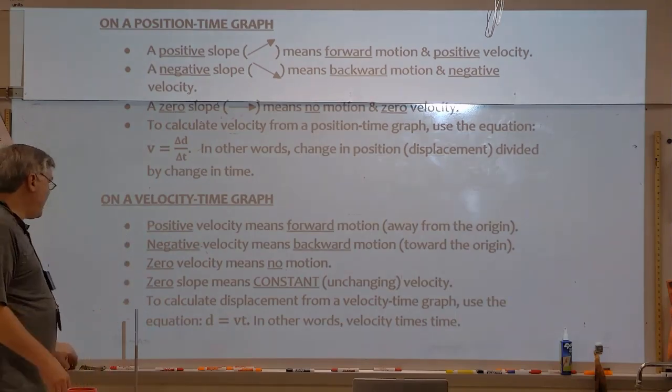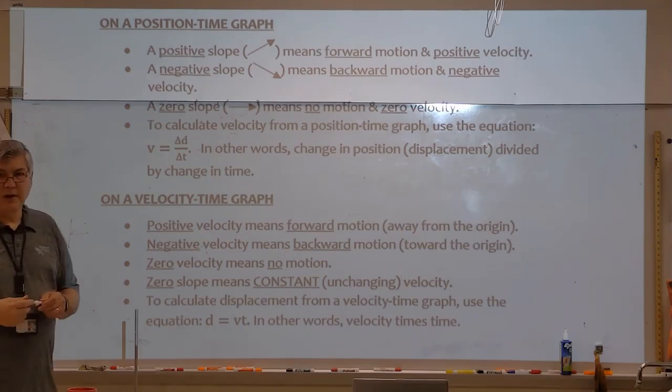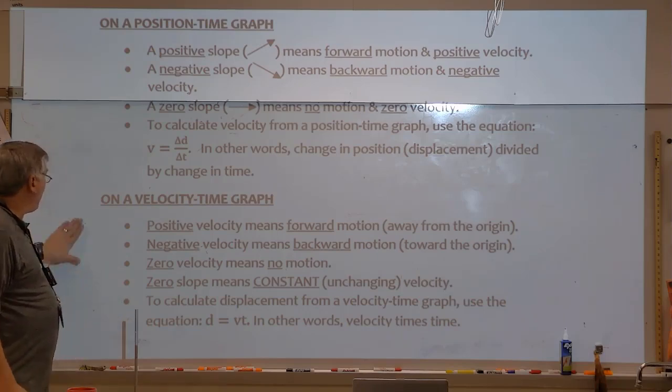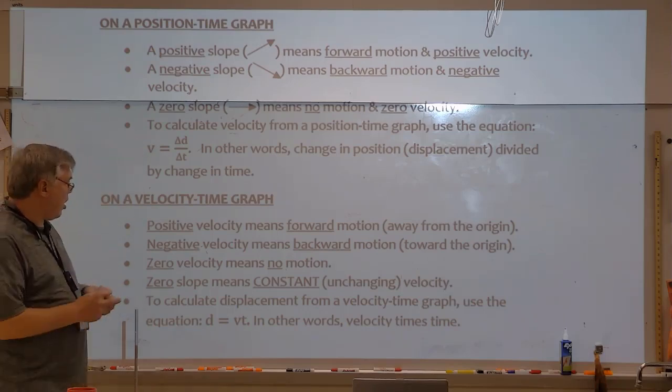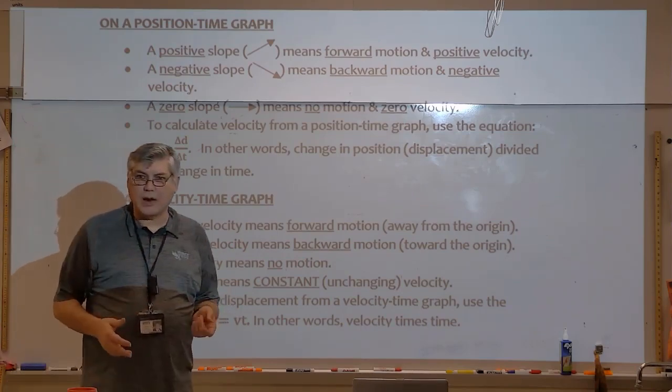And in a few days, we'll talk about accelerated motion, where on a velocity time graph we do have a slope, and that'll be because the velocity is changing. We're speeding up or slowing down. But right now, we're all moving at constant velocity, either forward, backward, or we're not moving.